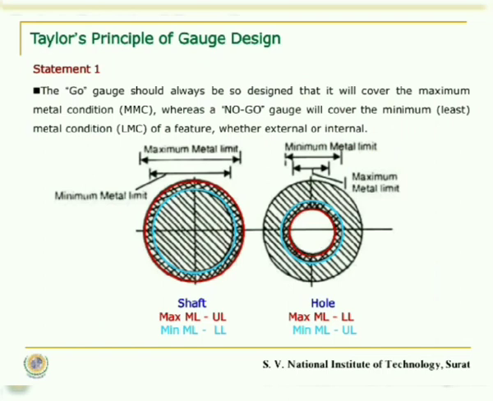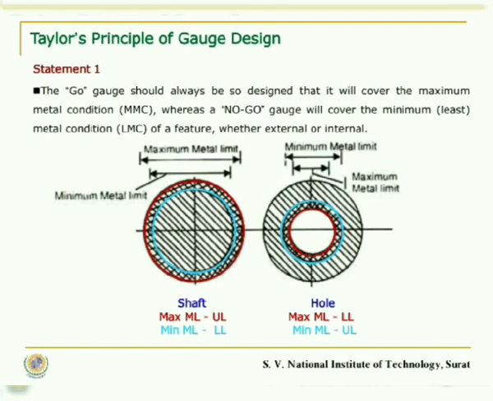Now we come to Taylor's principle of gauge design. This principle is stated by two statements, statement 1 and statement 2. Now, prior to coming to statement 1, I would like to briefly discuss the figure in this slide. If you see the figure for the shaft, the upper limit is shown by the red circle and the lower limit is shown by the blue circle.